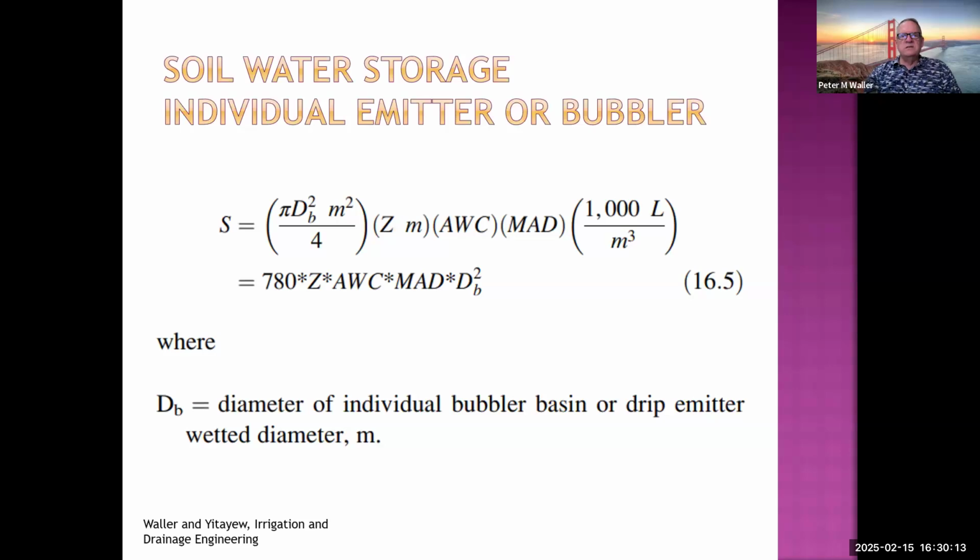And then your soil water storage for an individual emitter or bubbler, so it has a circular wetting pattern. It's the area times the depth of the root zone times the available water capacity, so the difference between field capacity and permanent wilting point, times the MAD, management allowable depletion, and then times 1,000. And then that would give you the soil water storage in liters, 1,000 liters per meter cubed. So we're in meters cubed over here, convert to liters here. So that's the equation.